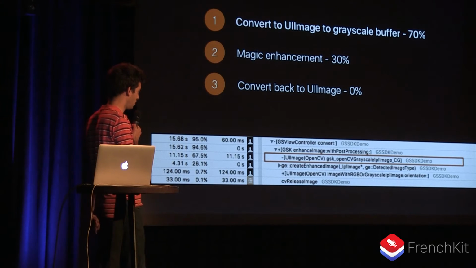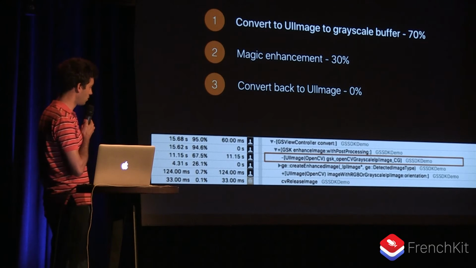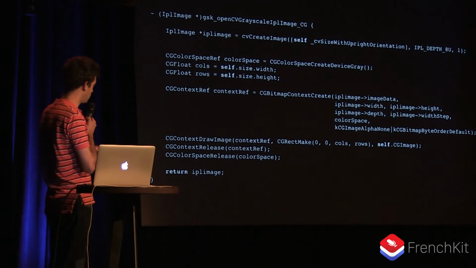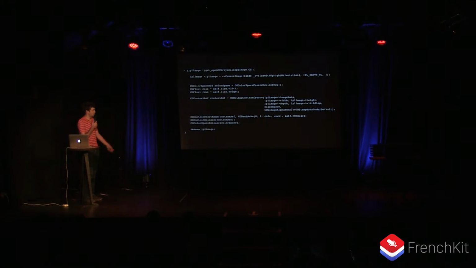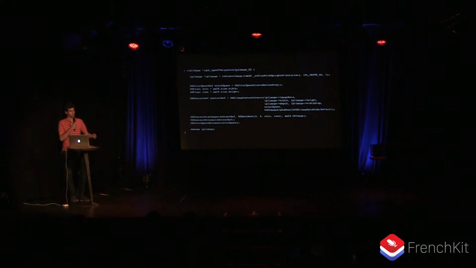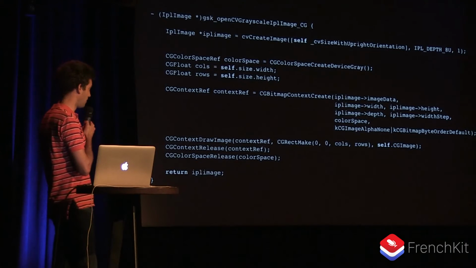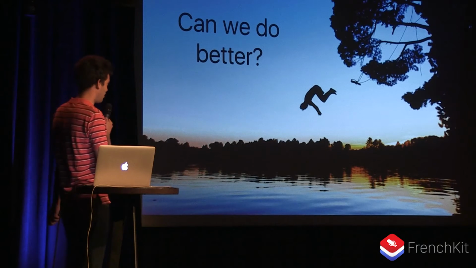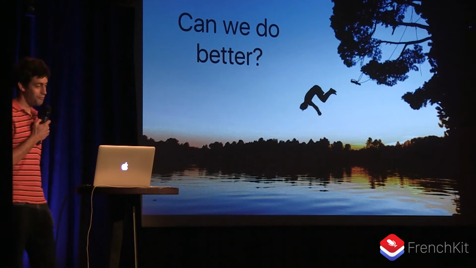You can double-click on this method in Instruments. It's going to take you to the code, so you can see what's taking such a long time. And it's just this code. It's Core Graphics code. It draws an image in a bitmap context with a gray color space, and that's what converts the RGB image to gray. The question here is, can we do better? Well, of course we can. So we're going to try to rewrite it our way.